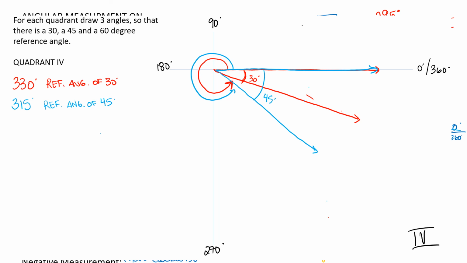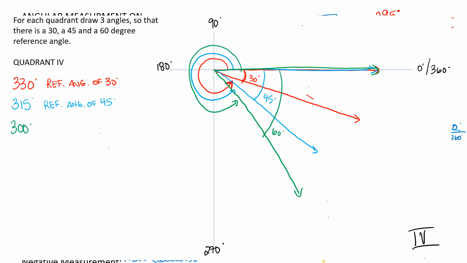Last one, if I'm making a 60-degree reference angle, so again, initial side is here. I'm going to go all the way around and stop just a little bit short. This is going to be 60 degrees, and then do 360 minus 60 to get 300. That means that this whole thing is 300 degrees. And 300 degrees has a reference angle of 60.